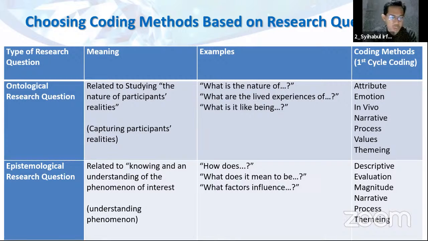While epistemological research question related to knowing and understanding of phenomenon of interest. The goal here is to understand phenomenon. The type of questions can be, how does blah, blah, blah, what does it mean to be, what factors influence, and so on and so forth. And the coding methods for epistemological research question like this can be descriptive, evaluation coding, magnitude coding, narrative coding, process coding, and theming.